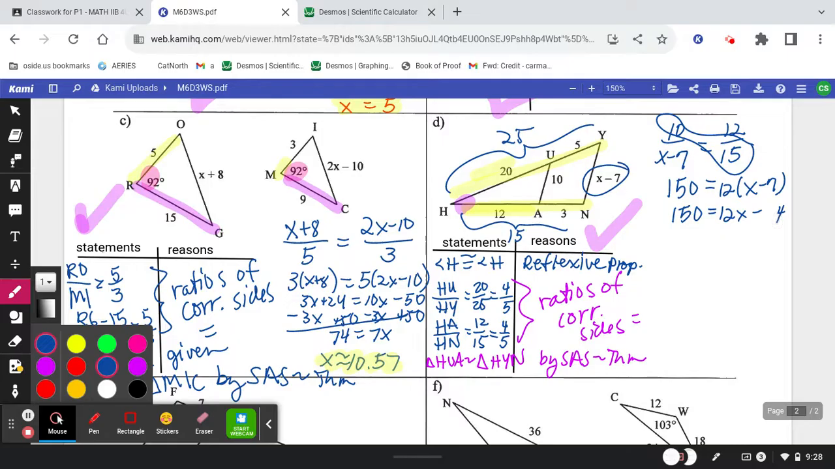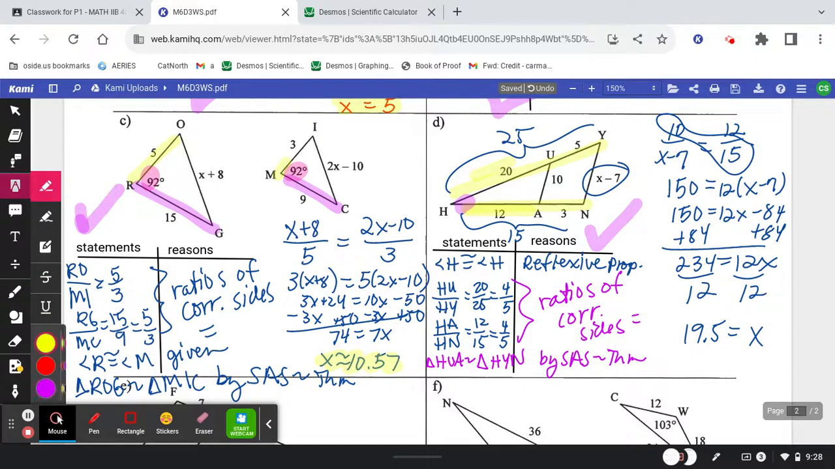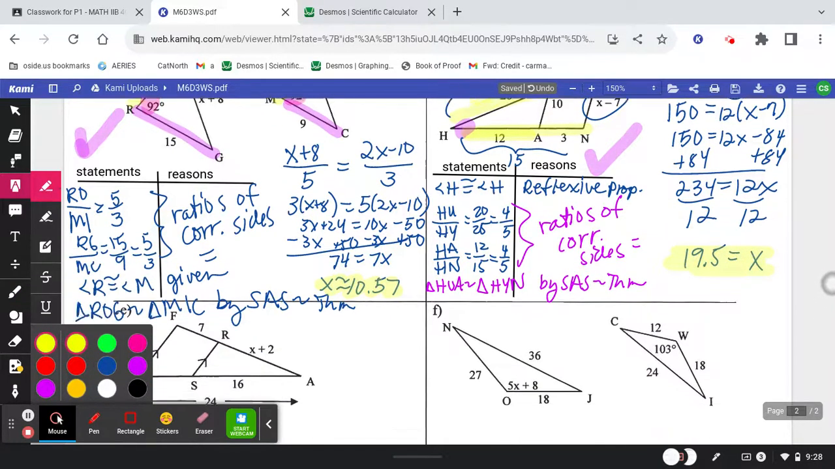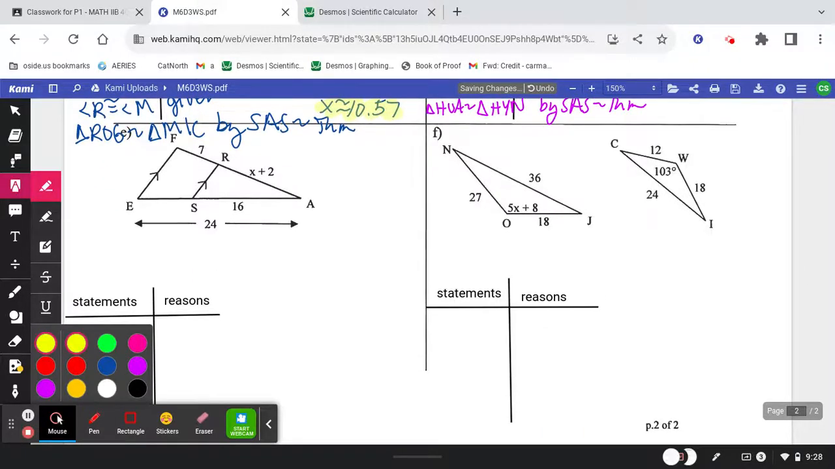7 times 2 is 14, carry the 1. Okay. Add 84. What is that? 234. Double check my math for me. 150 plus 84. Grab a calculator. Yeah, 234 divided by 12. 19.5. All right. Last two.